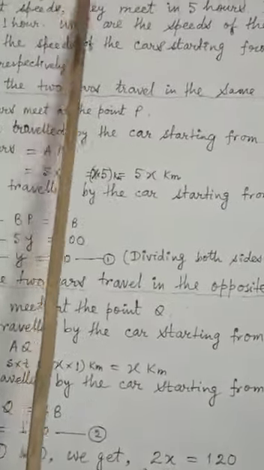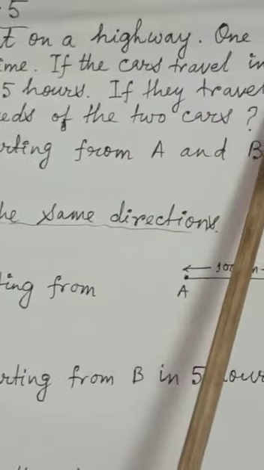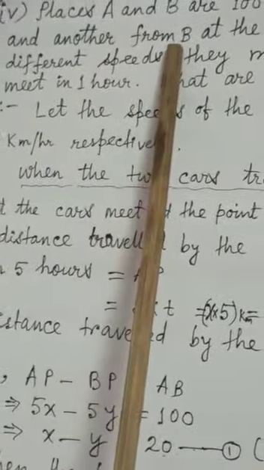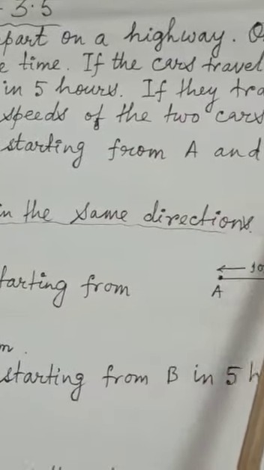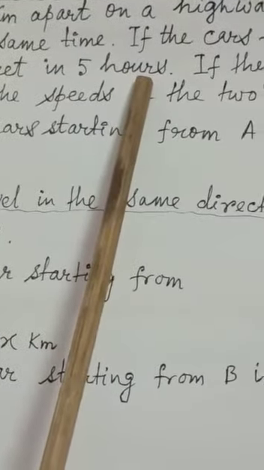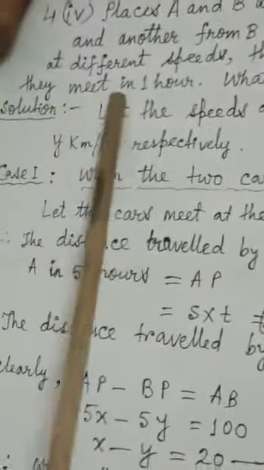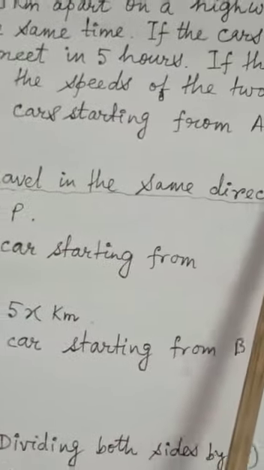Here is the question. Places A and B are 100 km apart on a highway. One car starts from A and another from B at the same time. If the cars travel in the same direction at different speeds, they meet in 5 hours. If they travel towards each other, they meet in 1 hour. What are the speeds of the two cars?